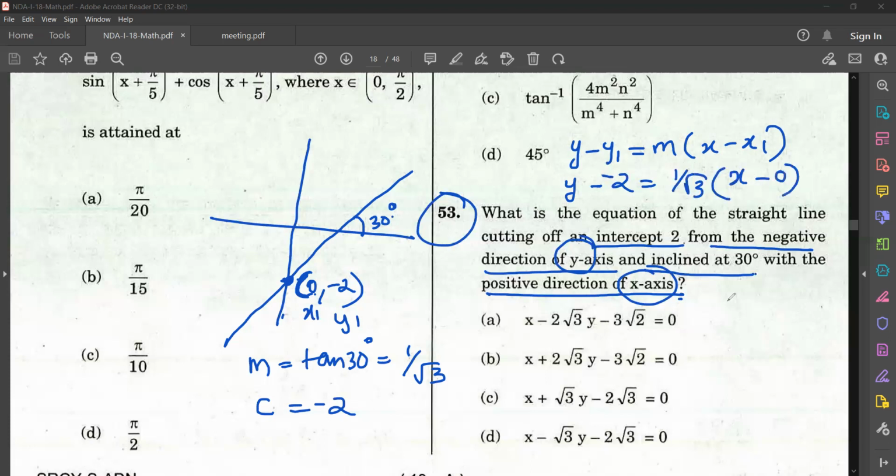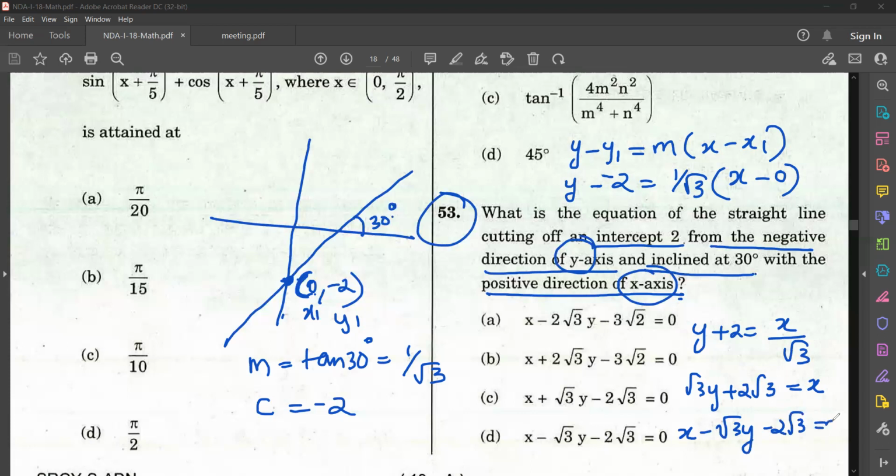x1 is 0. So solve it, you'll get y plus 2 is equal to x by root 3, or we can write root 3 y plus 2 root 3 is equal to x. Or we can write x minus root 3 y minus 2 root 3 is equal to 0. Do we have that option? Yes, option D: x minus root 3 y minus 2 root 3 is equal to 0.